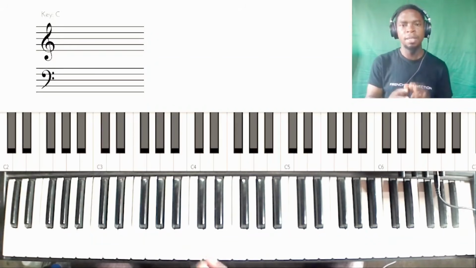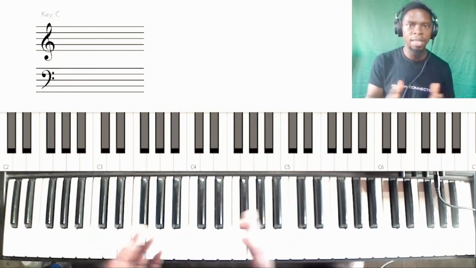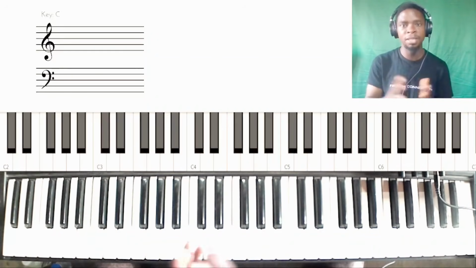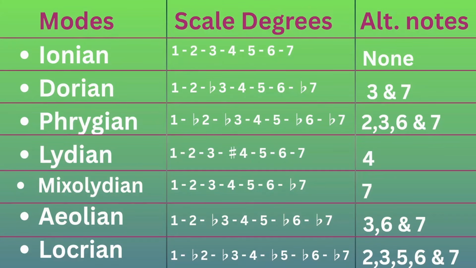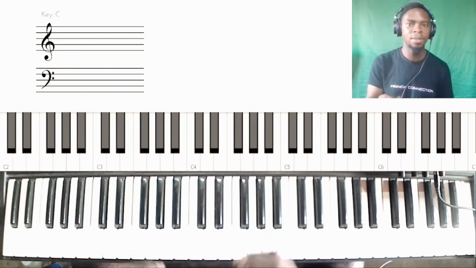Okay, the third mode in this category is the Aeolian, which is essentially your natural minor scale, and that has this sad and melancholic feel. The last mode in this category is the Locrian, which is your minor scale with a flat second and a diminished fifth. Okay, so it has a very unstable sound and very dissonant as well.